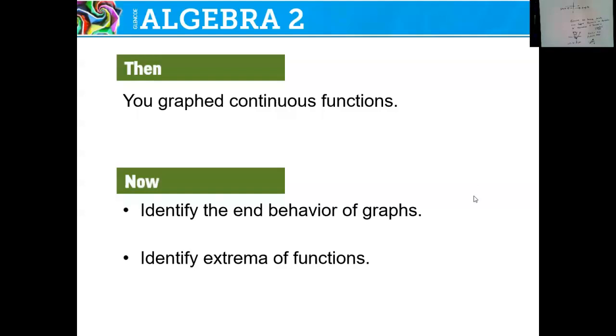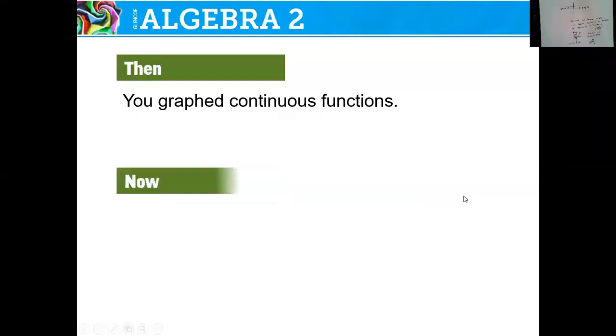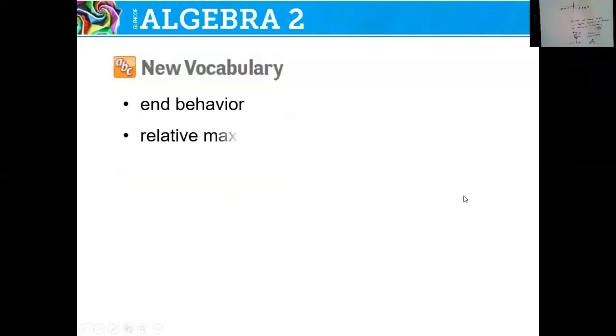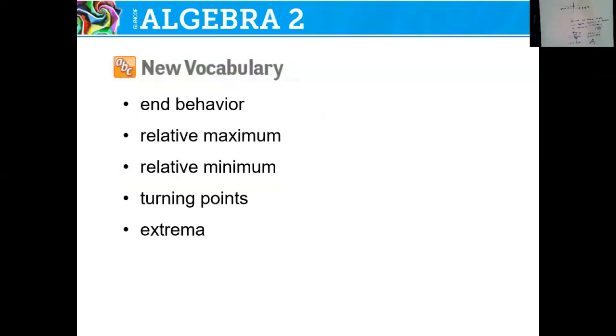So here's your new vocabulary. We have end behavior, relative maximum, relative minimum, turning points, and extrema. Extrema are turning points where the graph stops decreasing and begins to increase, or it stops increasing and begins to decrease. Your extrema points also turn into a relative maximum or a relative minimum, depending upon the graph.